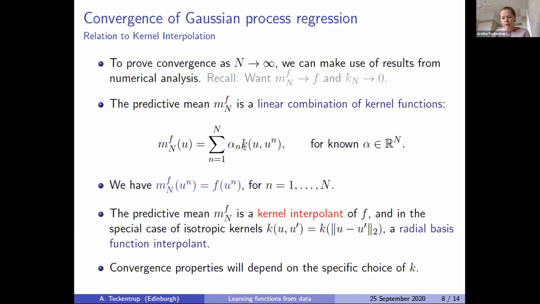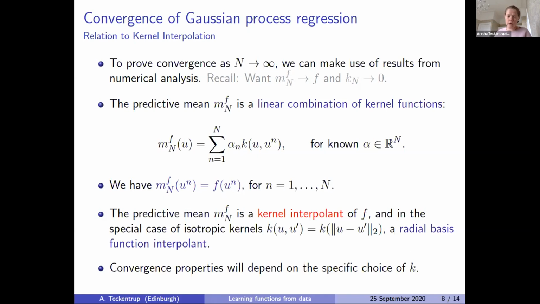So the K here now takes the role of the basis functions. Right? So your mean here is an interpolant of F. It's an interpolant in the specific basis functions K. And so what kind of convergence properties you get will depend very much on what your K is. And there are results out there for a wide variety of different choices.